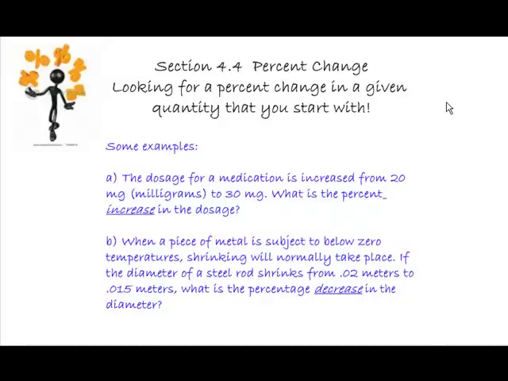One of the main topics in section 4.4 is percent change. And what we typically are doing is looking for a percent change in a given quantity that you start with. So a quantity either increases a certain amount or decreases a certain amount, and we want to know what the percentage of change in the quantity is. Here are a couple of examples.